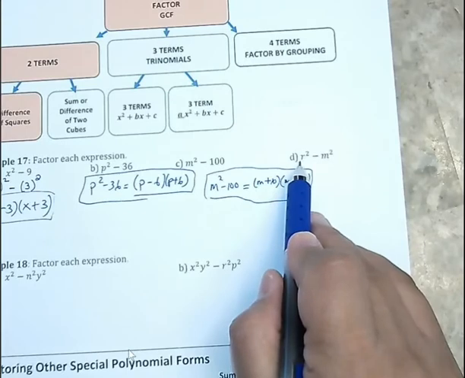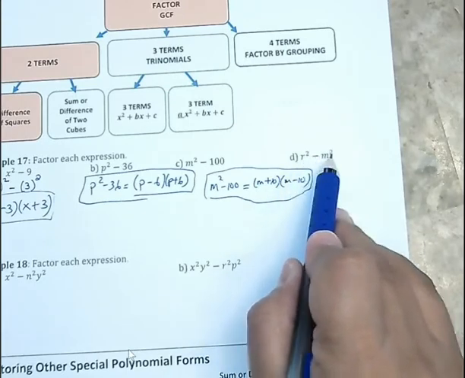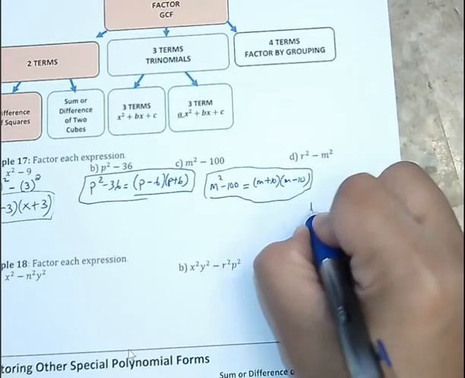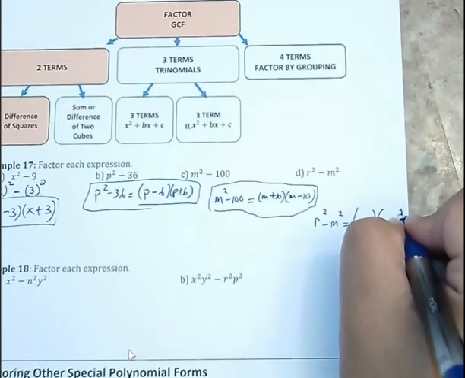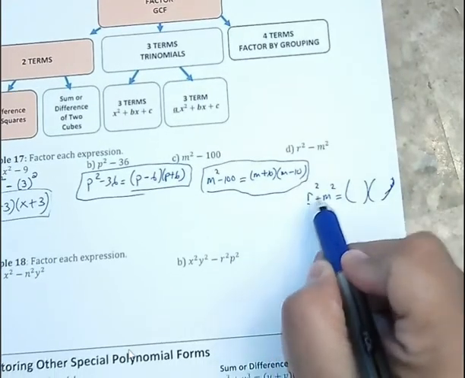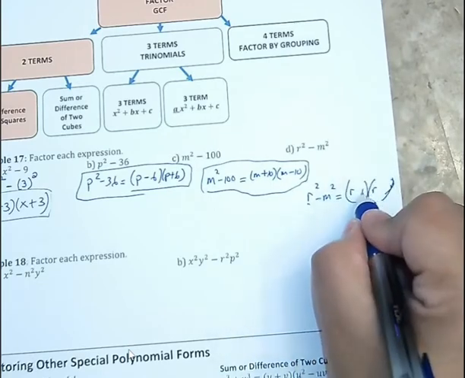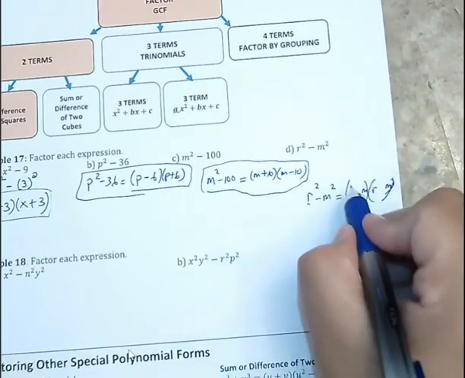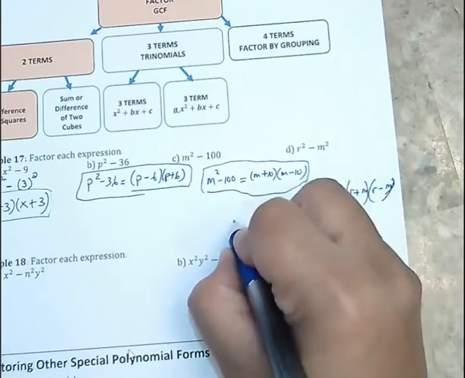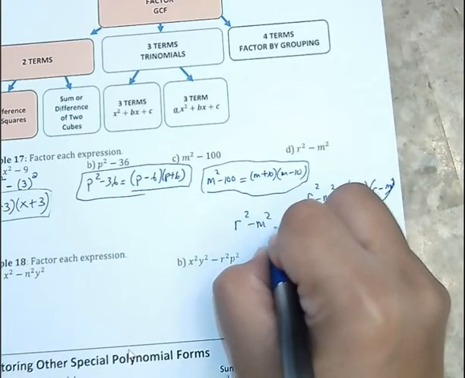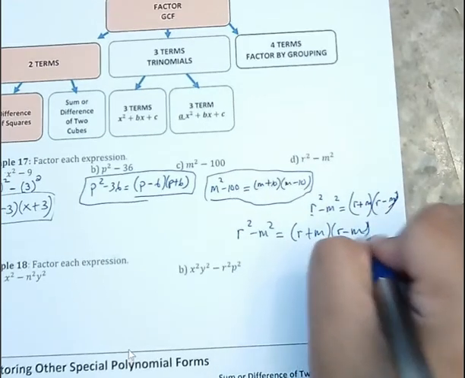Now on this one, we don't have numbers, but it's okay. We have squares here. So that tells us that these are perfect squares. And so I always like to write my two parentheses. In order to get an r squared, I'm going to need r times r. In order to get an m squared, I'm going to need m times m. Since they're difference of squares, one is positive and one is negative. So let me just rewrite it here so we can see it better. So we have r plus m, r minus m.